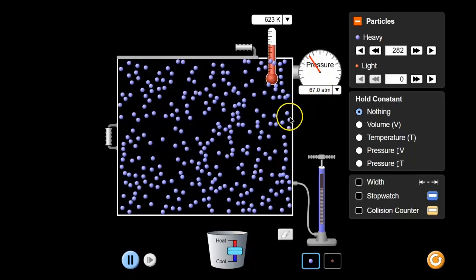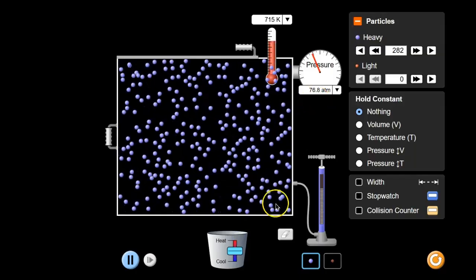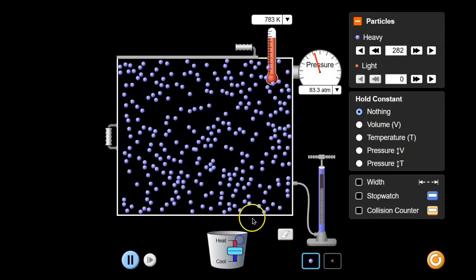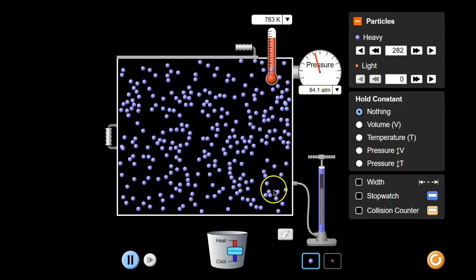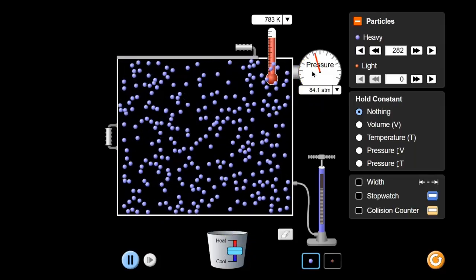We're going to keep the volume constant. As I increase the temperature, notice how the pressure increases. It's 76. I increase the temperature. Now the pressure is 84. So as you increase temperature, the pressure also increases.